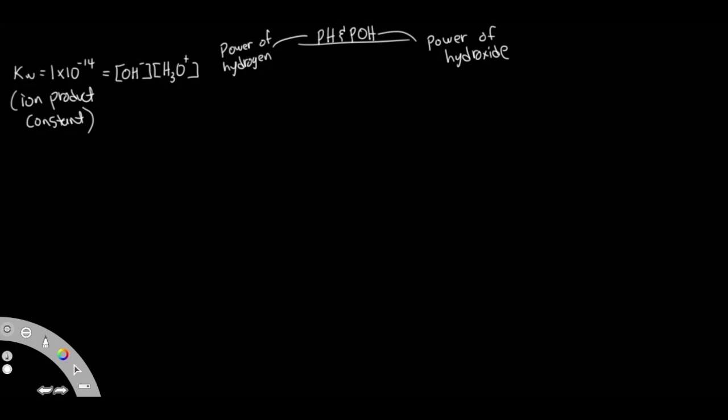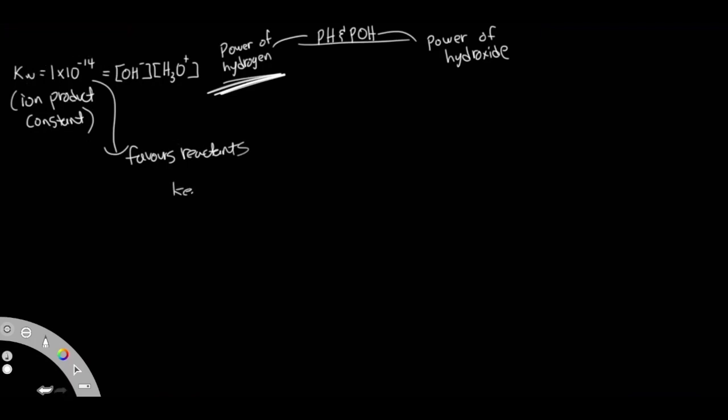Now, how are we going to break this down? This power of hydrogen, I want to emphasize this one. Well, let's first look at Kw, this value over here. As we can see, it is a very, very small number. If it's a very small number, this means that it favors reactants. The reason it favors reactants is because it's such a small number.